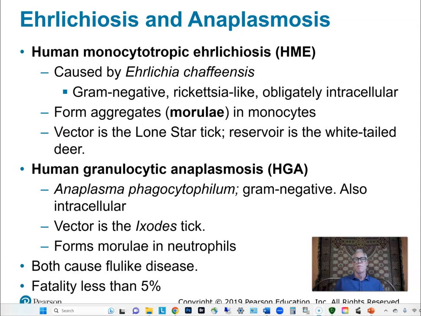Anaplasma phagocytophilum is another gram-negative obligate intracellular parasite. In this case, the vector is Ixodes ticks, and it also forms morula, but this time in neutrophils.